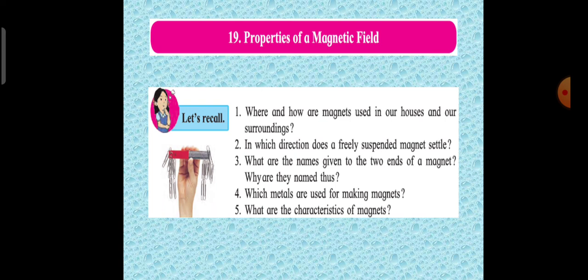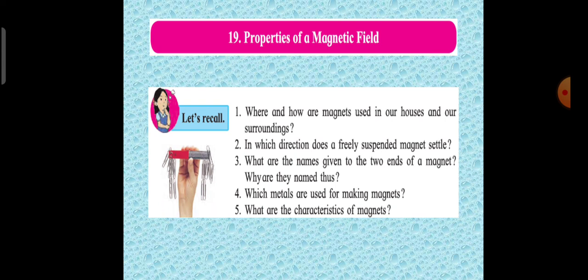What are the characteristics of a magnet? If you remember, last year you studied the characteristics of a magnet. First, a freely suspended magnet always settles in the north-south direction. Second, objects made of iron, nickel and cobalt are attracted towards the magnet. Magnetic force is concentrated at the two ends or poles of a magnet.